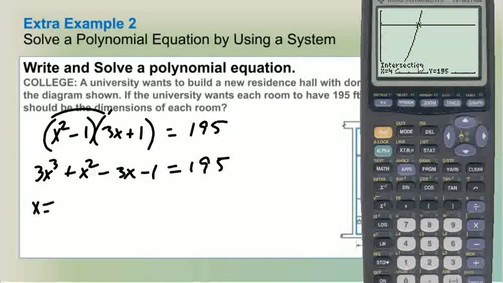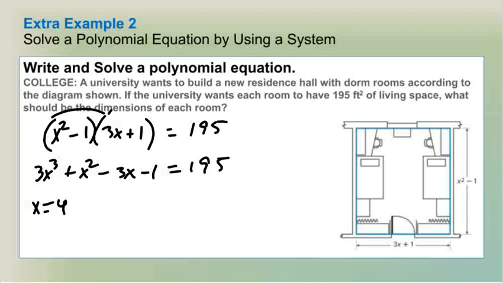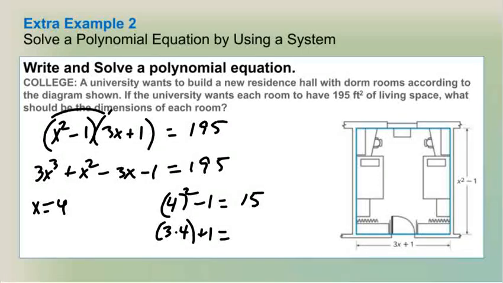So x is 4. I just need to do 4 squared minus 1 and 3 times 4 plus 1. 16 minus 1 is 15. 12 plus 1 is 13. So it should be a 15 by 13 room. So we'll make this feet. And if you want to check it, 15 times 13 does give us 195. So they want to have exactly 195 square feet. So that is our lesson on solving polynomial equations by graphing.